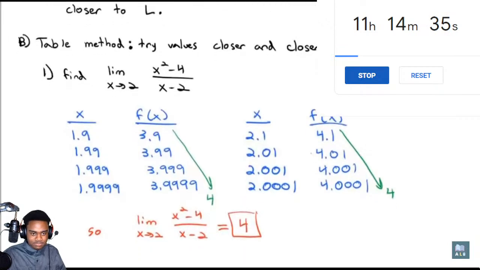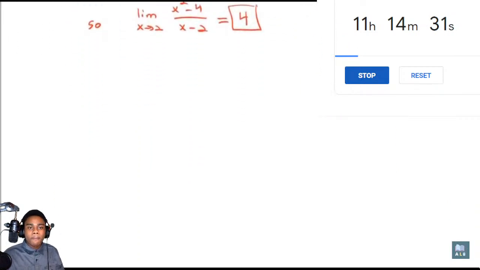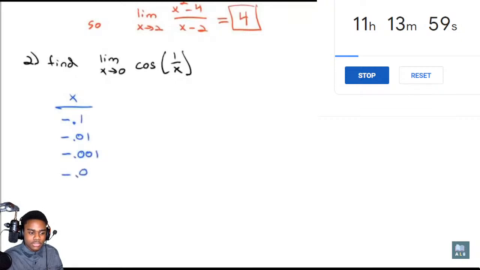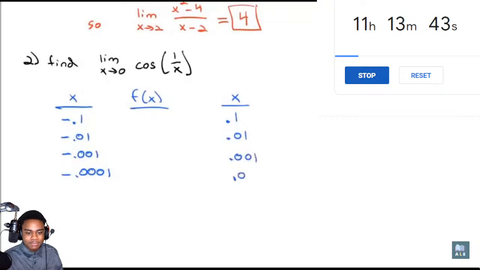Let's try another example. The table method's really nice when it works, but it doesn't always work as beautifully as we would hope. We're going to find the limit as x approaches 0 of the cosine of 1 over x. Just like before, we're going to take some values for x that are a little bit smaller than 0: negative 0.1, negative 0.01, negative 0.001, negative 0.0001, and find what f of x equals. Then we'll try some values for x just to the right of 0: 0.1, 0.01, 0.001, and 0.0001, getting closer and closer to 0 from each side.